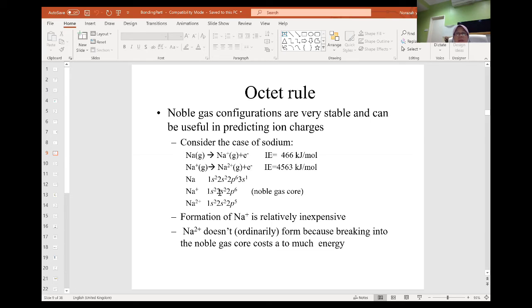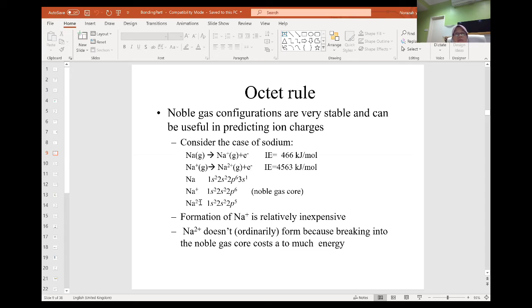the configuration, the outermost electron configuration, or the valence electron configuration now is 8. So it is stable according to octet rule.